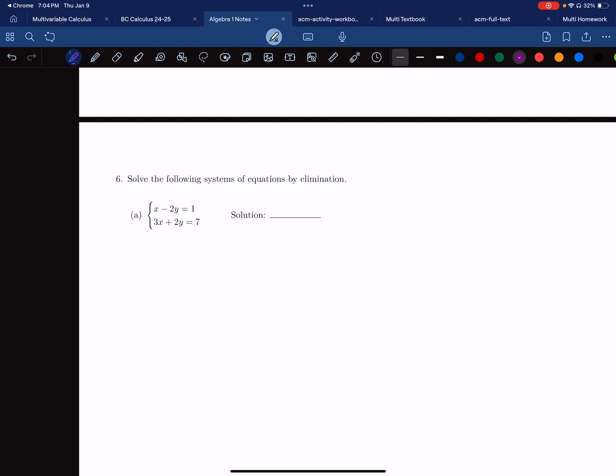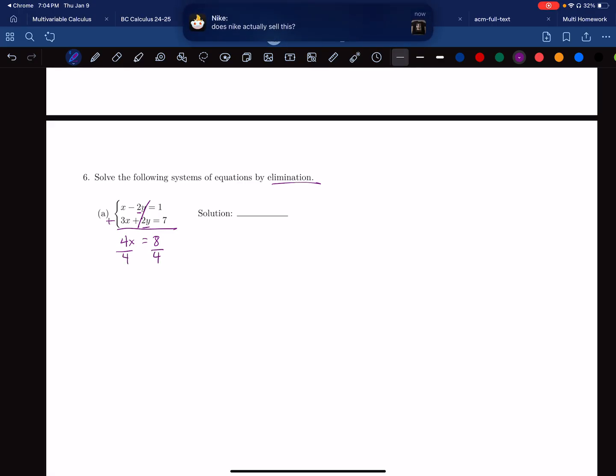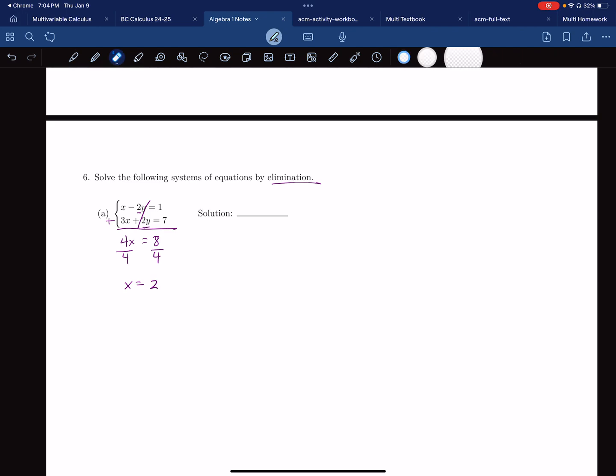Oh, sorry about that. All right, now we're going to use elimination. So I'm going to look here and, oh, look, I have a -2y and a +2y. So I can just add these and I get 4x. Those cancel. Is equal to 8. So I divide by 4. Apparently Nike is selling something. And 8 divided by 4 is 2, so x is equal to 2.